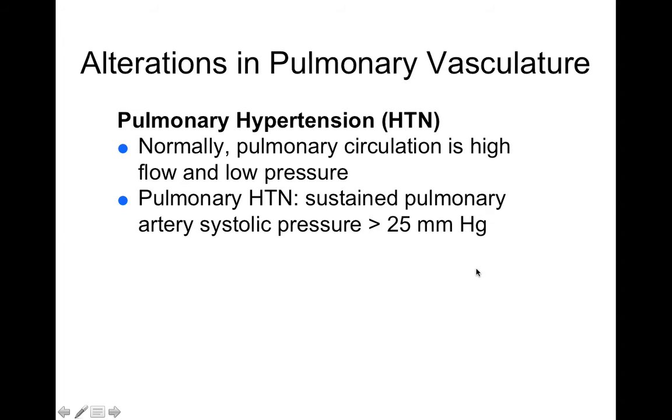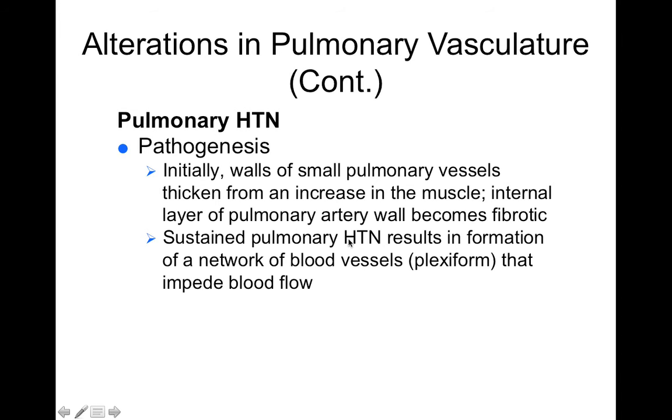You're right. So systemic hypertension can lead to pulmonary hypertension or even left-sided heart failure, because if the left side of the heart can't continue to move blood along, then that blood's going to back up in the lungs and lead to hypertension. Some of the pathogenesis, you guys, of pulmonary hypertension is that initially what you'll find is that the walls of small vessels can thicken from an increase in mucus. Internal layer of the pulmonary arteries can also become fibrotic and narrowed. And sustained pulmonary hypertension can cause a plexiform network to form, which actually impedes blood flow. So it makes it more difficult for blood to flow adequately through the lungs, and that actually increases pulmonary hypertension even more. So it's sort of this positive feedback mechanism here.